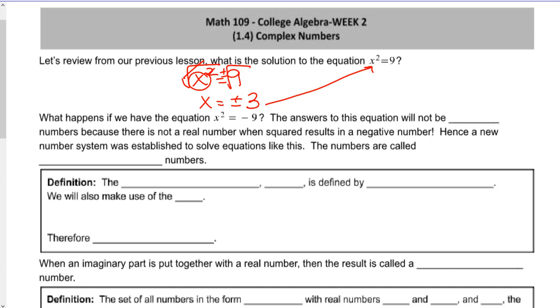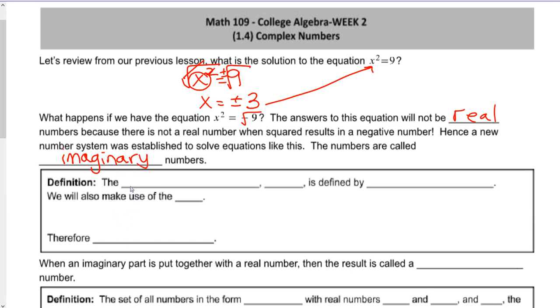But what happens if we have an equation like x squared equals negative 9? Well, if I take the square root, what times what gives me a negative 9? Hopefully you would tell me that that is not possible. We can't multiply a number by itself and get a negative number in the real numbers. So the answer to this equation will not be real numbers, because there's not a real number that when squared results in a negative number. Hence, a new number system was established to solve these types of equations, and that number system is called the imaginary numbers.